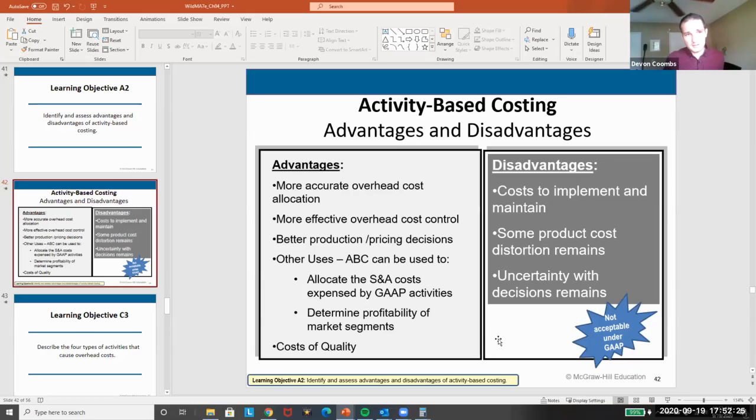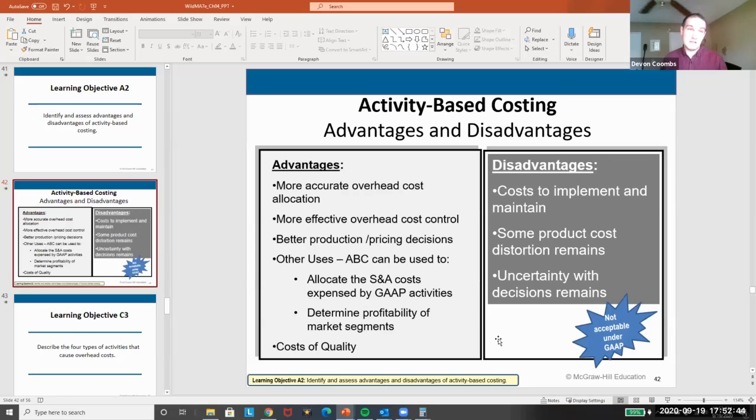Disadvantages: this is pretty expensive to implement and maintain because businesses change. You need to have all of that information, like how many direct labor hours, how many machine hours, how many square feet. Someone needs to be managing all of this. So it's an expensive process to maintain, and only beneficial really at scale.